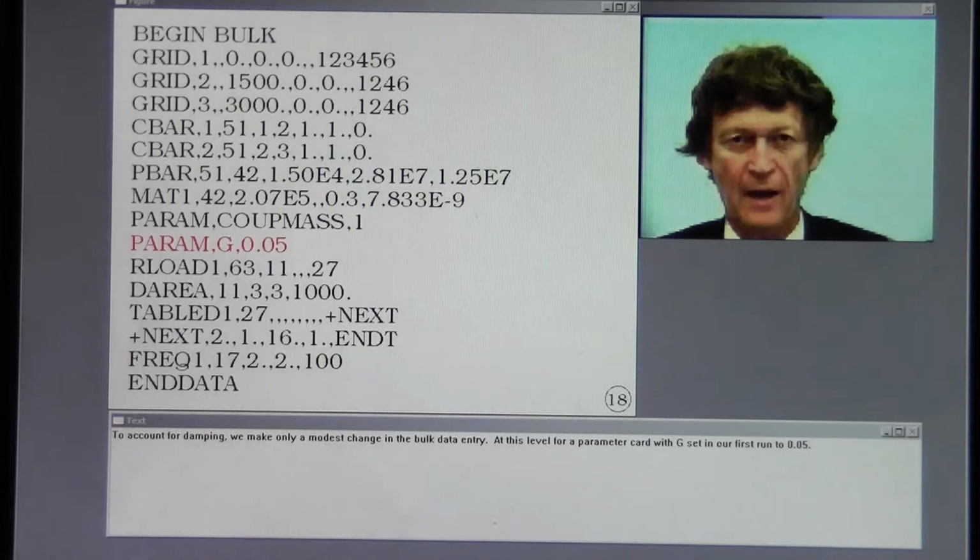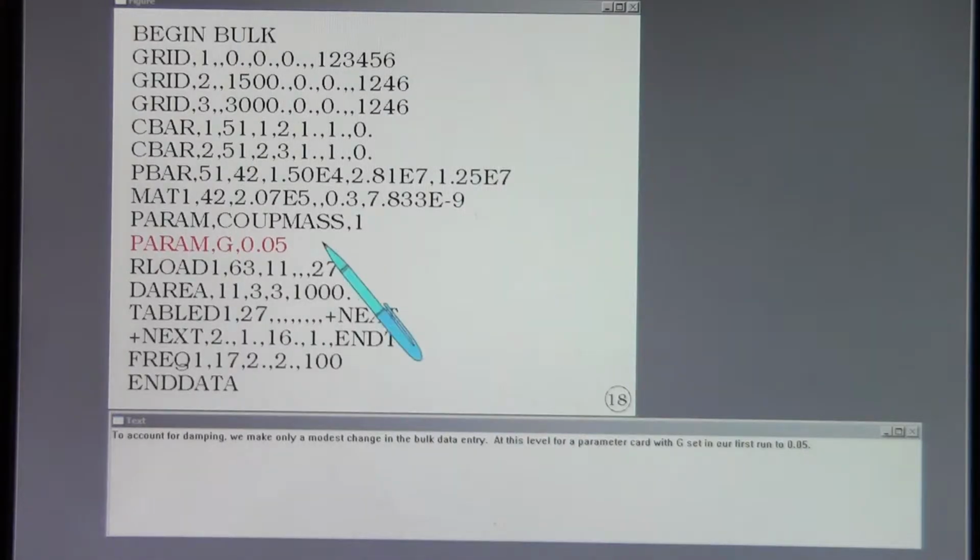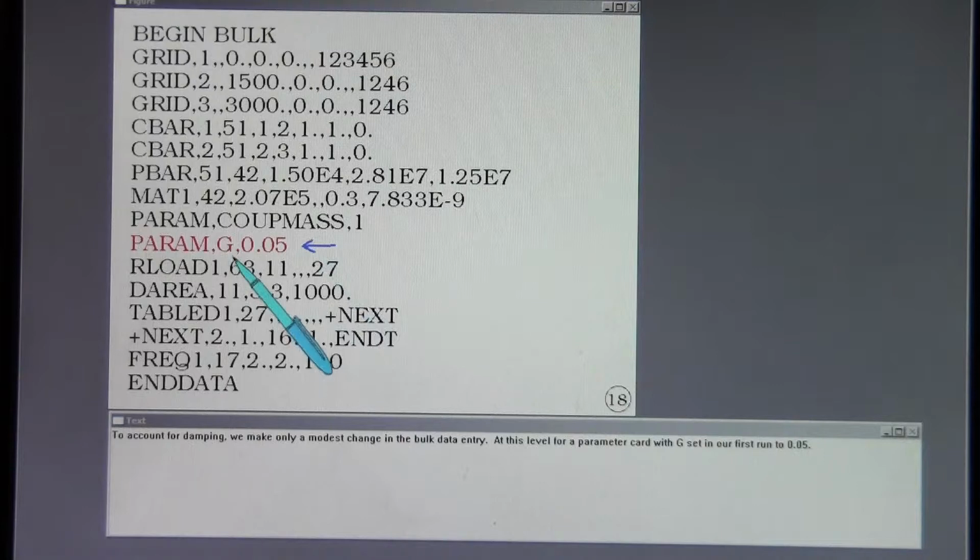To account for damping, we make only a modest change in the bulk data entry at this level for a parameter card with G set in our first run to 0.05.